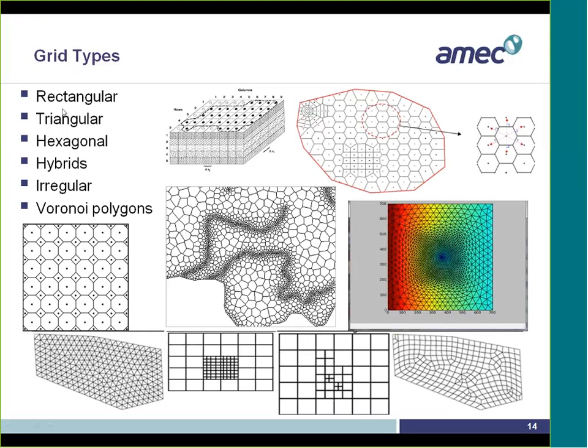But grid types that are available: rectangular, your regular MODFLOW grids, can be solved for. Triangles, hexagons, hybrid grids. You can have grids with different hybrid structures. Irregular grids and Voronoi polygons. And these here are Voronoi polygons. This is a Voronoi polygon. And these Voronoi polygons essentially are derivatives also of Delaunay triangulations, which are used in finite element codes. So they provide a good complement to the finite element nodes of triangular cells.